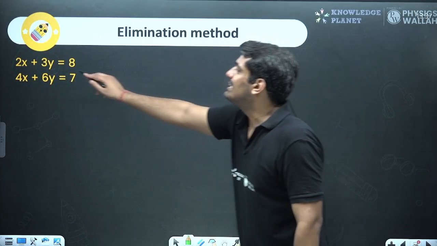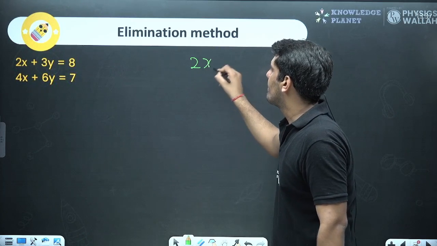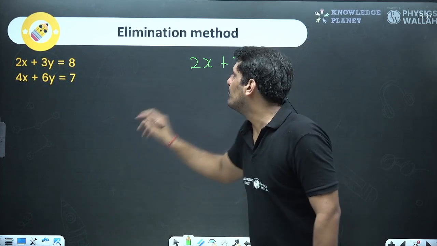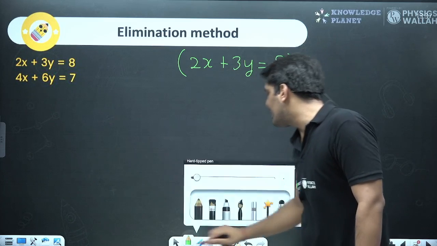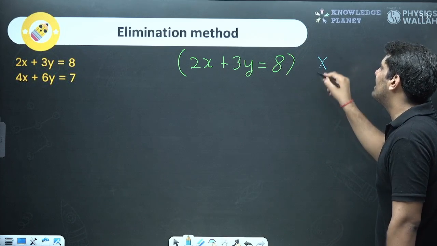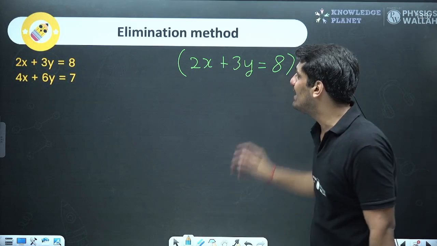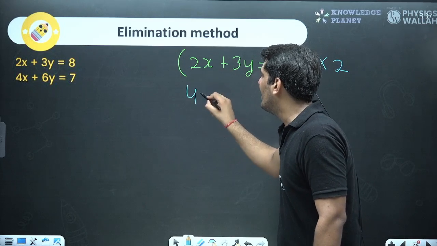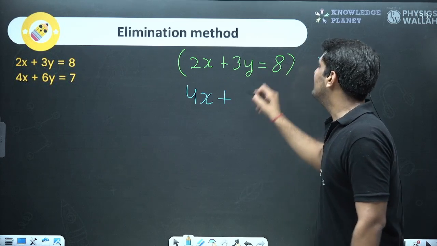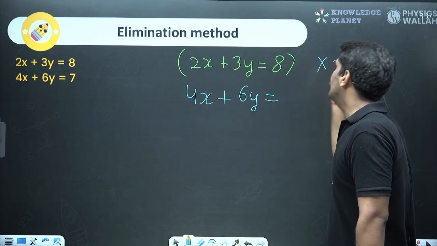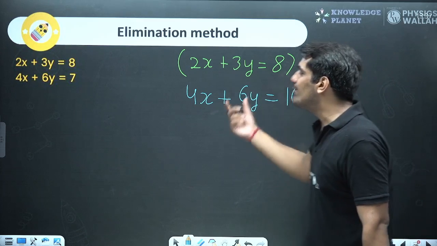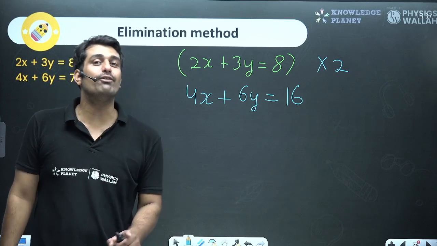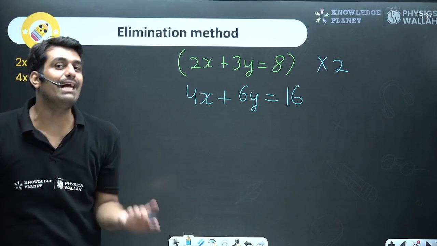Every time that will not be the case, but you can make the coefficients equal. How? This is 2x plus 3y equals 8. In this scenario, I can multiply the given equation by 2. When you multiply the entire equation by 2, we'll have 2 into 2x, that means 4x, plus 2 into 3 is 6y, 8 into 2 is 16. We have got a new form of equation. But it's not a new equation, it's the same equation. When you plot the graph, you'll get the same line.